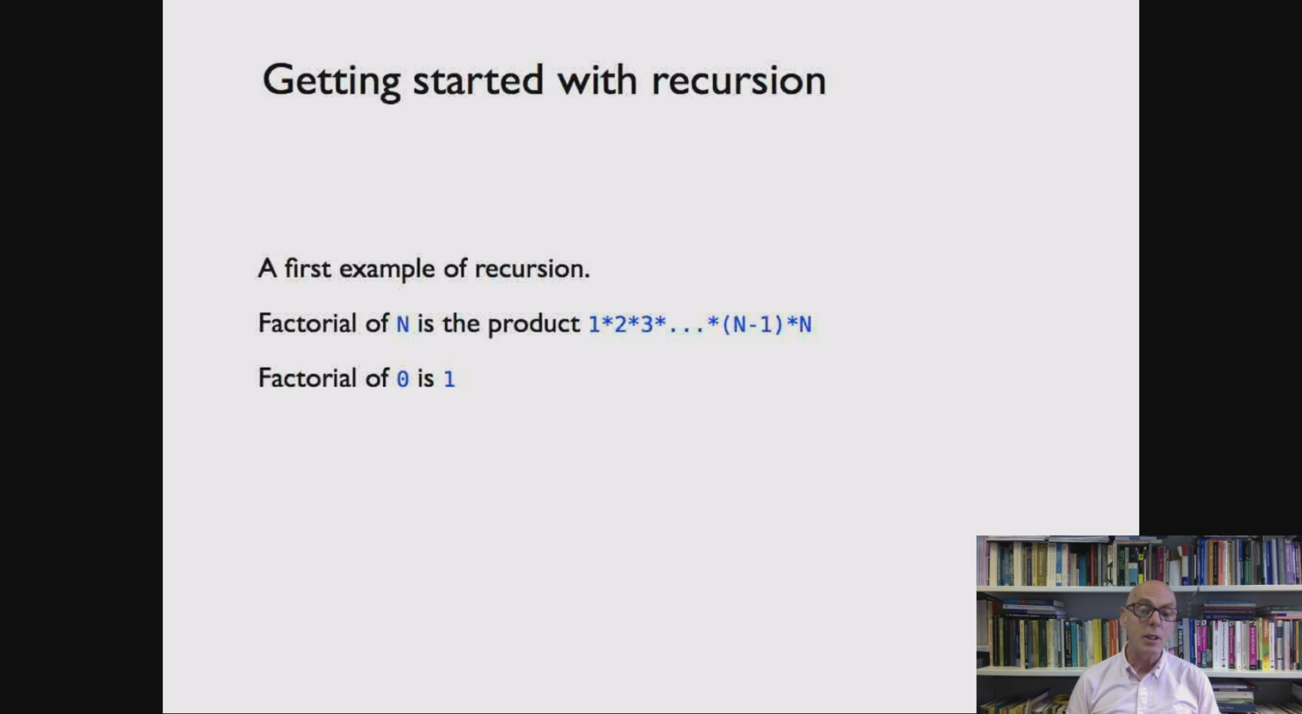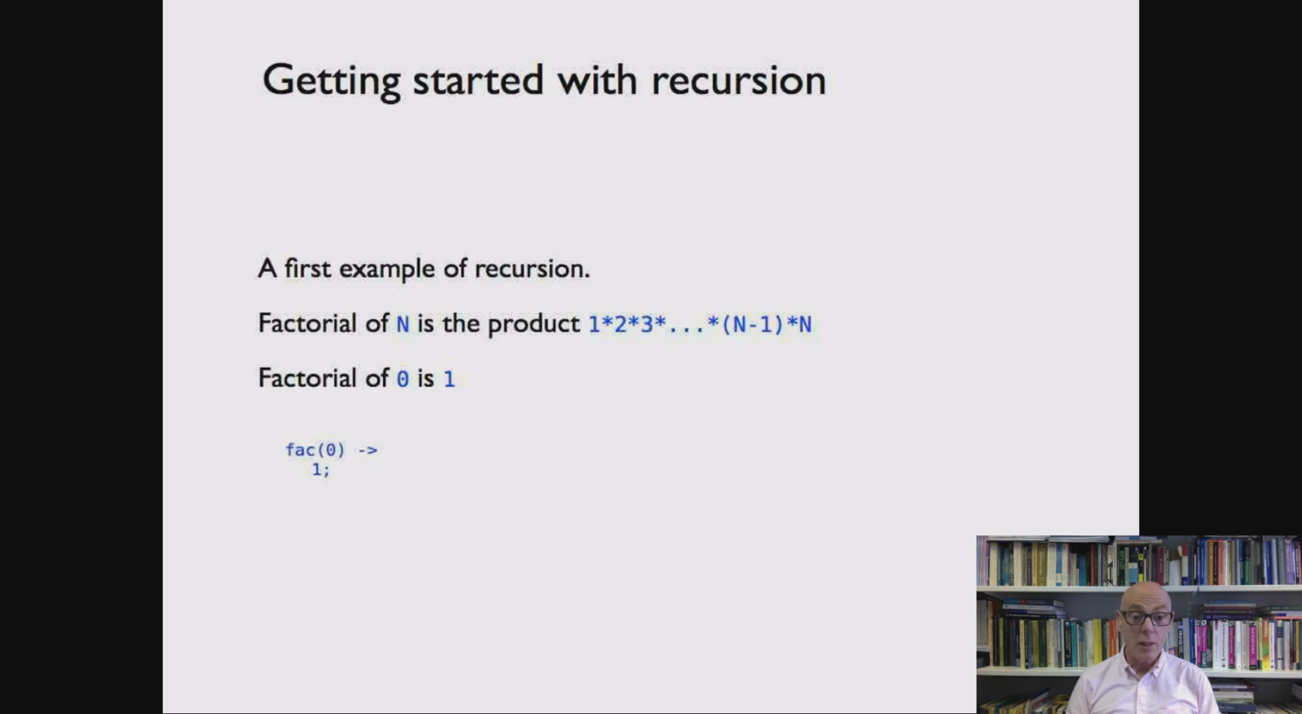So the factorial is a function on integers. It takes the product of the integers from 1 up to n. So factorial of 6 is 720, for example. And traditionally the factorial of 0 is 1, because you're taking a product of no things. The identity for multiplication is 1. So that's why factorial of 0 gets to be 1.